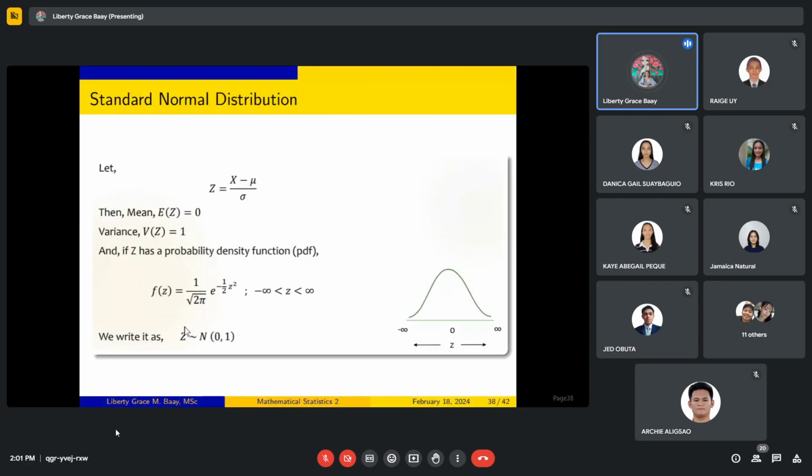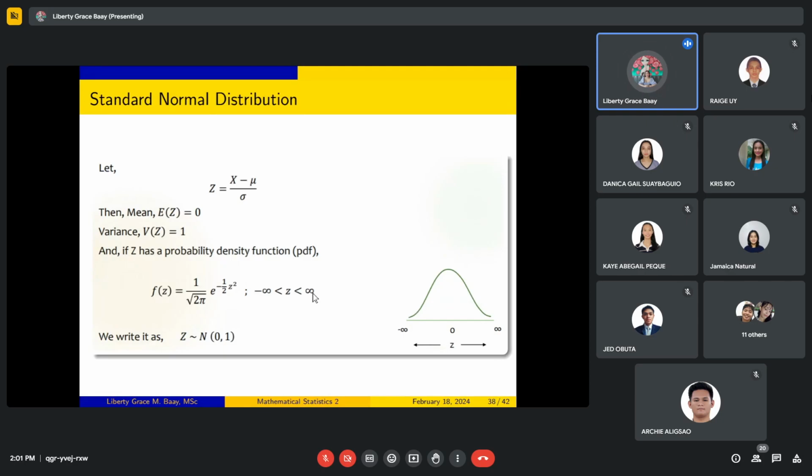Okay? So for the standard normal distribution, you're familiar with this formula: z is equal to x minus mu over sigma. If it is standard normal, the mean is 0 and the variance is 1. Then Z has a PDF of 1 over square root of 2 pi e to the negative 1/2 z squared, where z is always from negative infinity to positive infinity.